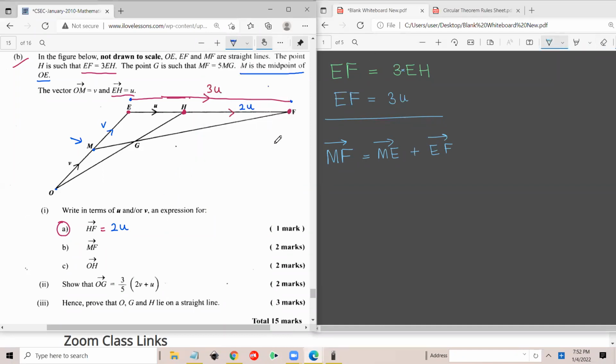Let's change this here. All right, and people are sending the correct answers now, right? So let's finish this question. MF, M to E is V, and E to F, what we have on the board here, is 3U. That's the final answer. We can't do anything more. V plus 3U. All right. Everyone should be able to get OH now.